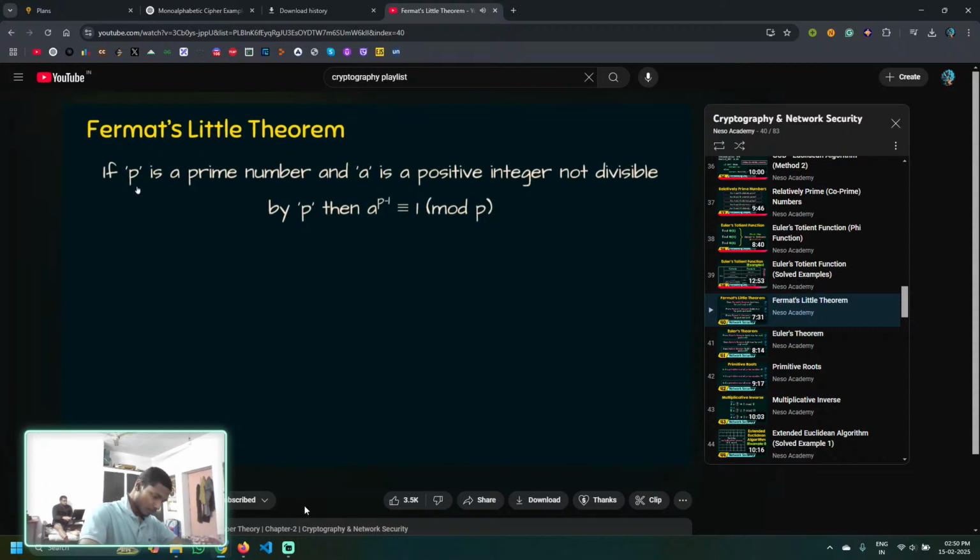So that is what Fermat's little theorem's initial condition is. If these two conditions are set, like p is a prime number and a is any positive integer not divisible by p, then a power p minus 1 is congruent to 1 mod p. This theorem will be really helpful in solving a lot of cryptographic problems.